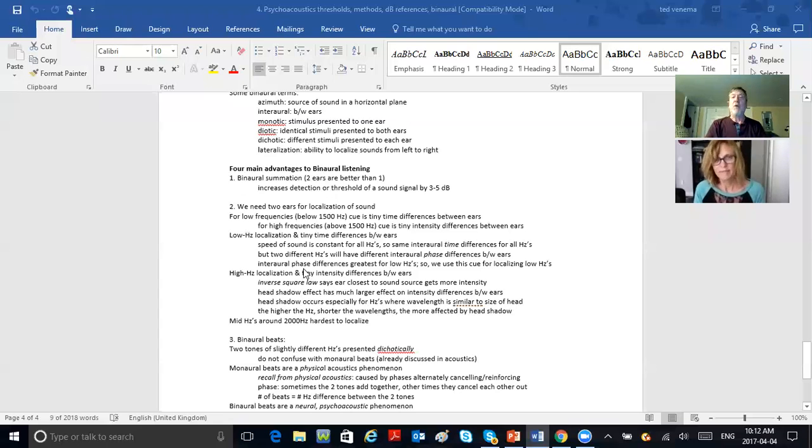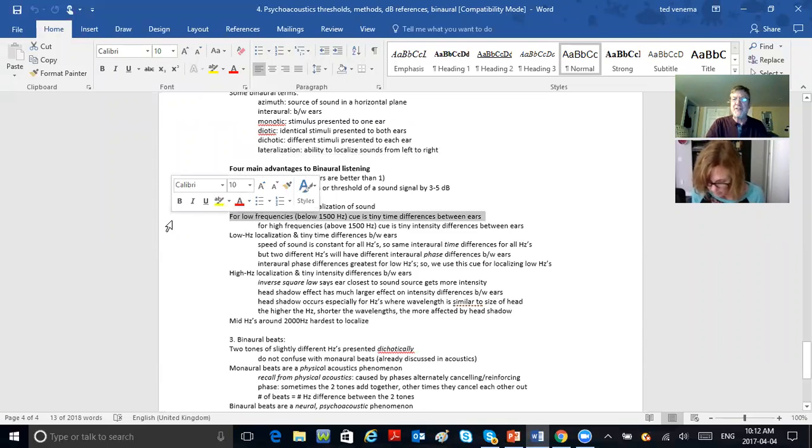The next one is the big one. Directionality or localization of sound. For low frequencies below 1500 hertz, it's the tiny time difference between the ears. Sound goes what? 1130 feet per second, 340 meters per second. My head is 6 inches wide. So if I have my head turned to the side and you're talking to me, sound's going to hit my left ear a split second before my right ear.